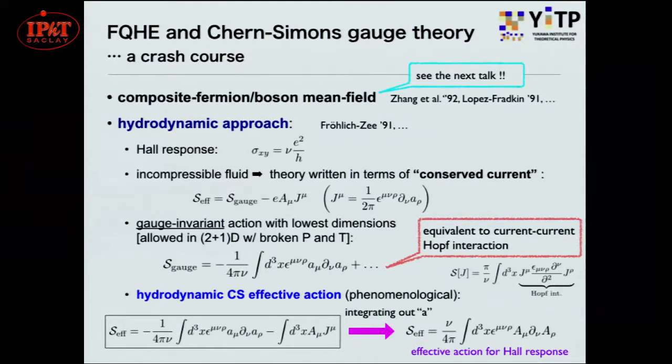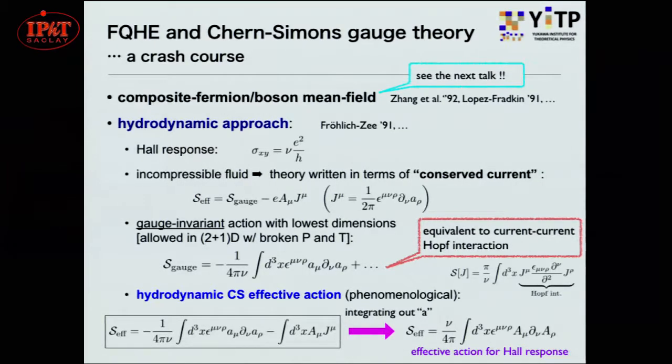Okay, so in a 2+1 dimensional system with parity and time reversal symmetry broken, the lowest, most relevant term which is allowed by gauge symmetry is like this. This is nothing but a Chern-Simons gauge theory. If you write this effective action in terms of current, this is nothing but a Hopf interaction between the currents, a non-local Hopf interaction between currents. If you formally integrate out this small a gauge field, we get this effective action for the Hall response. If you take a derivative of this effective action with respect to large A, we get the Hall response.